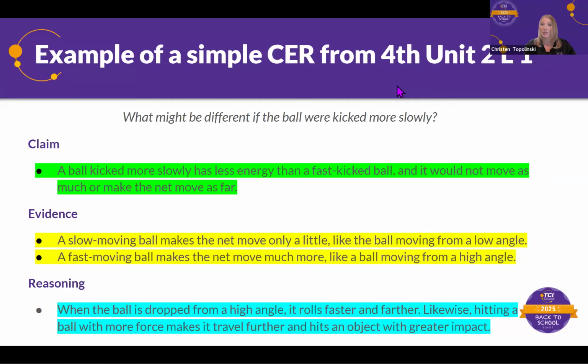You can think about the reasoning of why that piece of evidence connects back to the claim. So certainly that is really key. That reasoning piece, remember, doesn't come in till sixth grade. So in kindergarten through fifth grade, you might just have them give reasons for why the ball will be different when it's kicked more slowly. They might not get to the full reasoning, but you certainly can expose them to it.